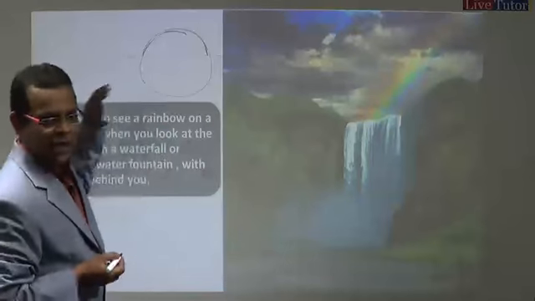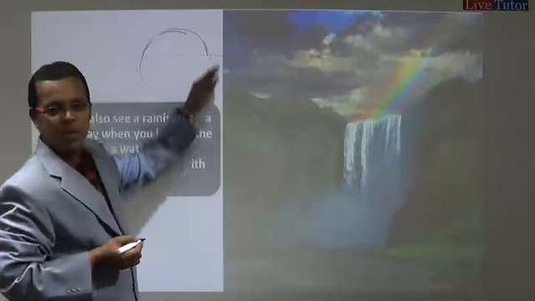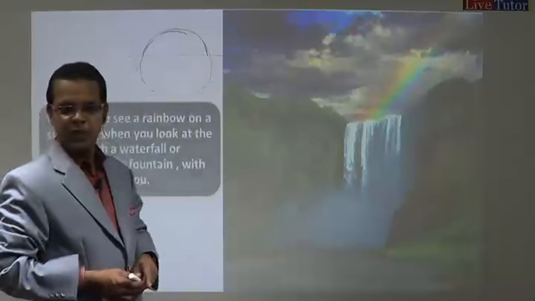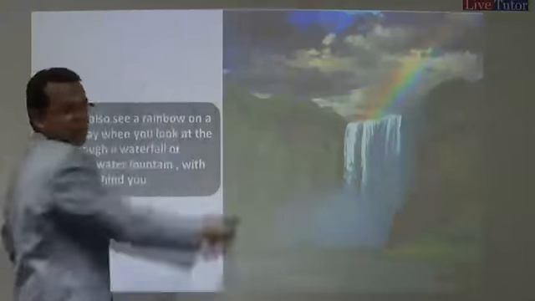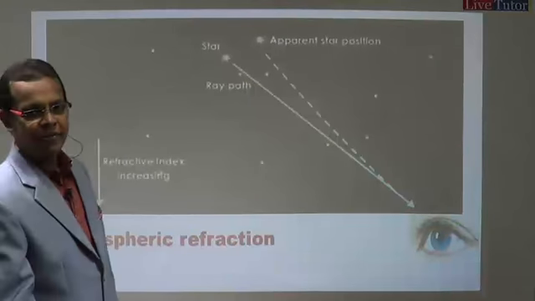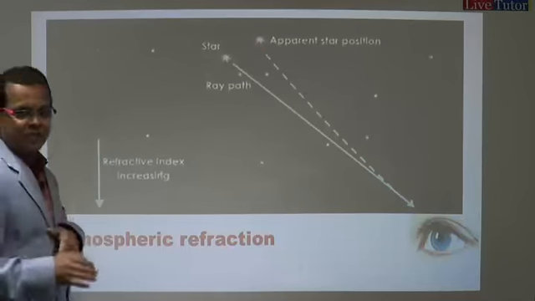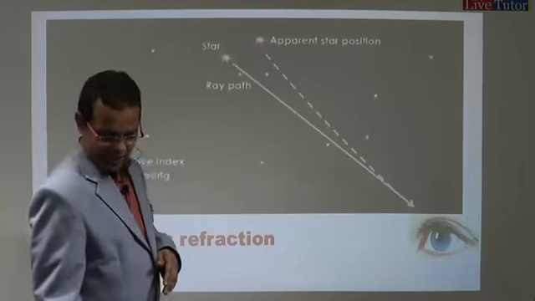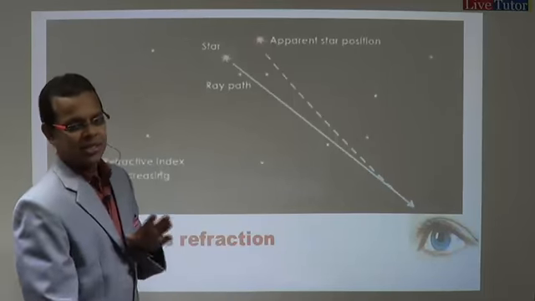So only those who are flying in the aeroplane during the rainy season or after the rain can see the complete circle of the rainbow. That is another interesting fact you have to remember. Right. The next concept is atmospheric refraction. This is also a very interesting scientific concept. What is this refraction?